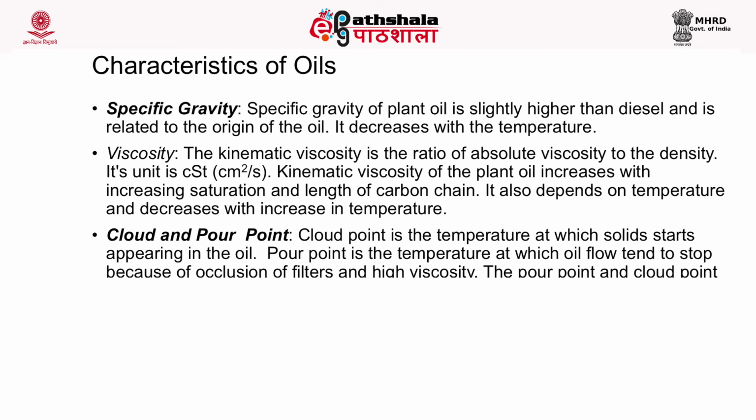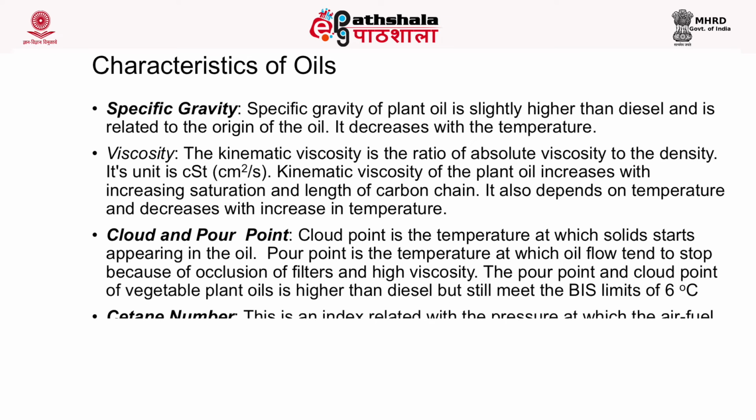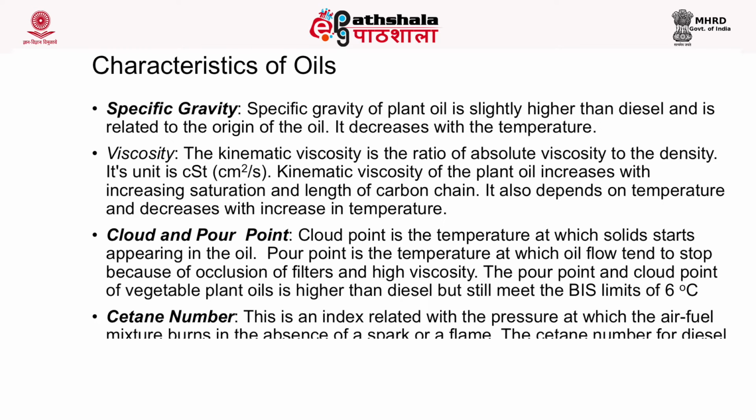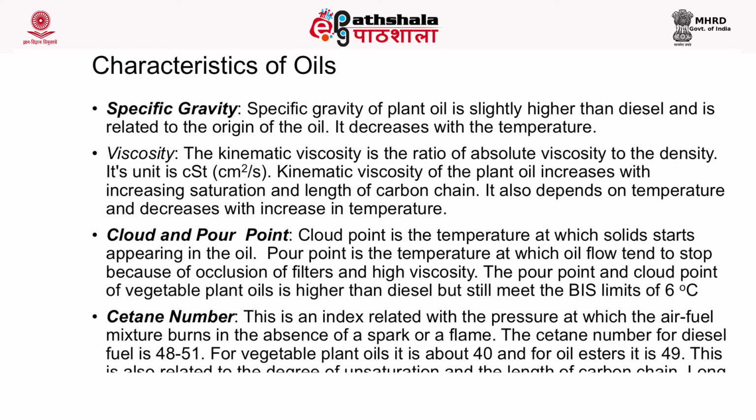Cloud and pour point. Cloud point is the temperature at which the solid starts appearing in the oil. Pour point is the temperature at which oil flow tends to stop because of occlusion of the filters and high viscosity. The pour point and cloud point of vegetable plant oil is higher than diesel but still meets the BIS limits of 6 degrees Celsius.